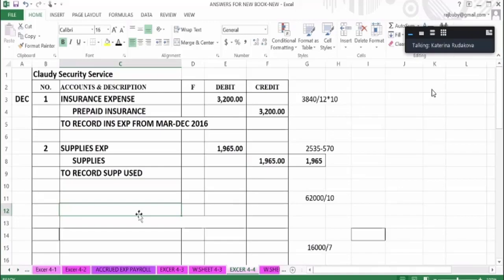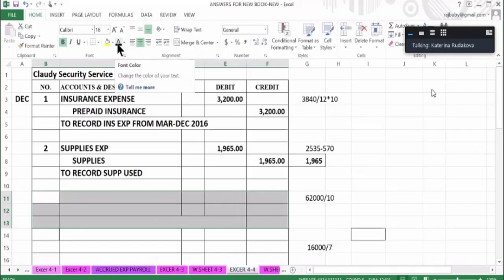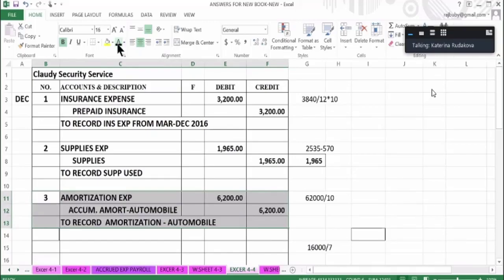Number 3, automobiles have an estimated useful life of 10 years. Automobile 62,000, which means 6,200 per year. We are crediting accumulated depreciation automobile for 6,200. And expense is 6,200 debit, yeah.